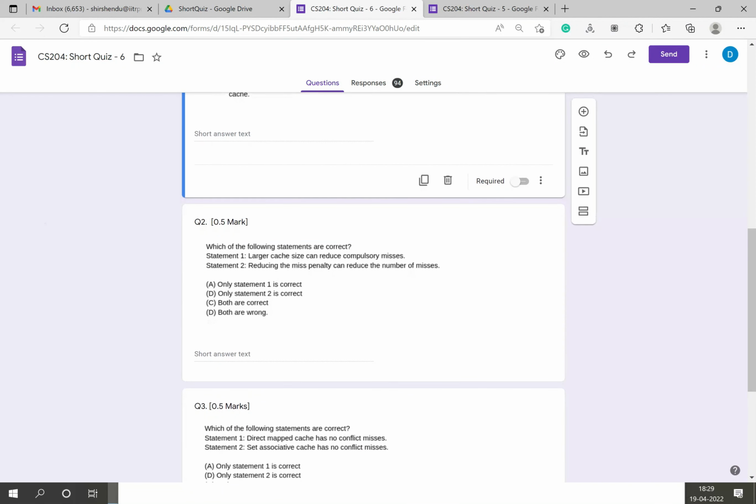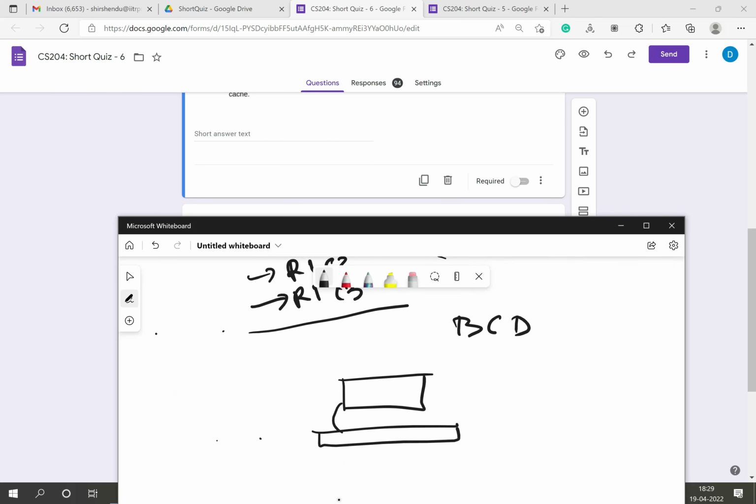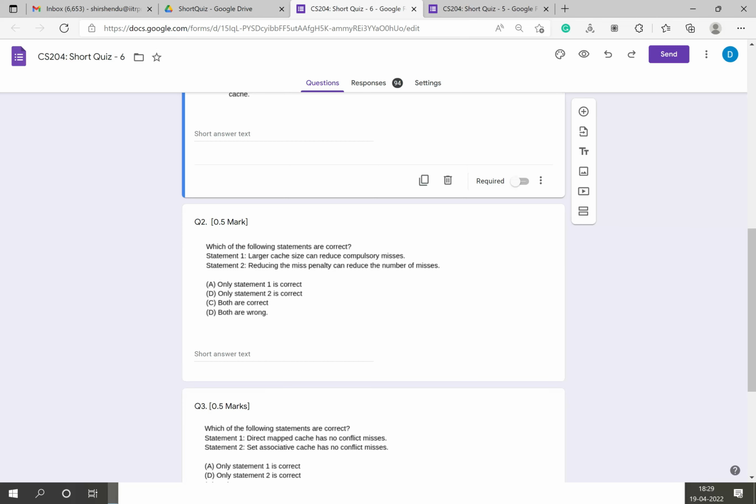Statement 1: Larger cache size can reduce compulsory misses. That is wrong. Compulsory misses will be the same even with an infinite size cache. So statement 1 is false. Statement 2: Reducing miss penalty can reduce the number of misses. That is also false. Suppose you design main memory efficiently and the access time reduces; that has no direct connection with the number of misses. So both statements are false, and the answer is both are wrong.